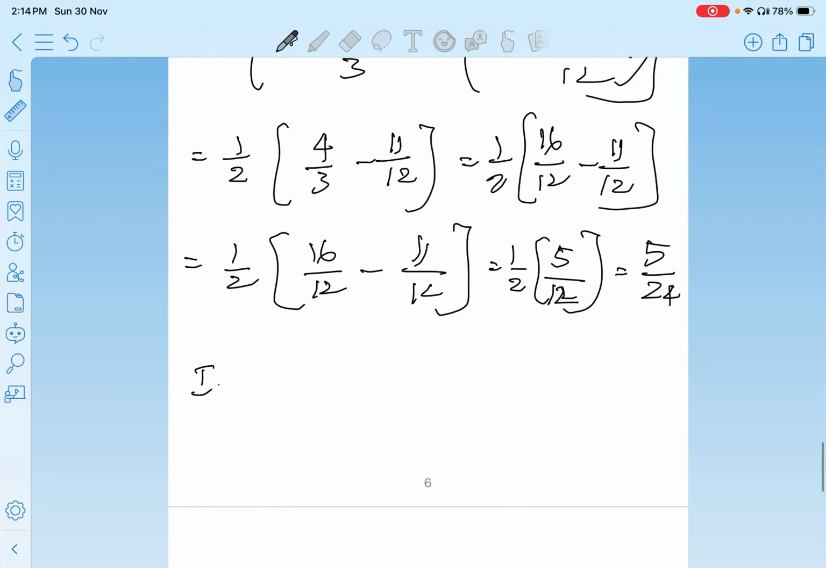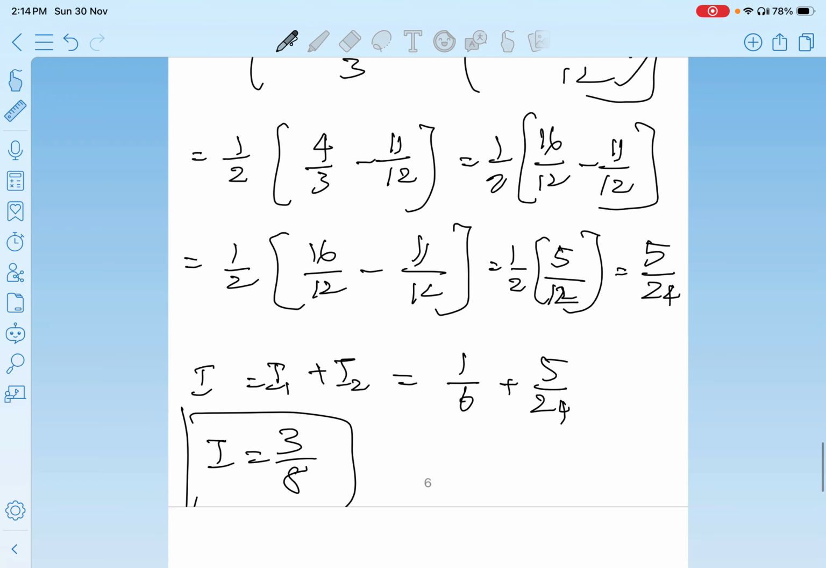So now I am going to write the final integration, I1 plus I2. So what is your I1? 1 by 6, and I2 is 5 by 24. So your I is 3 by 8. So that's all.